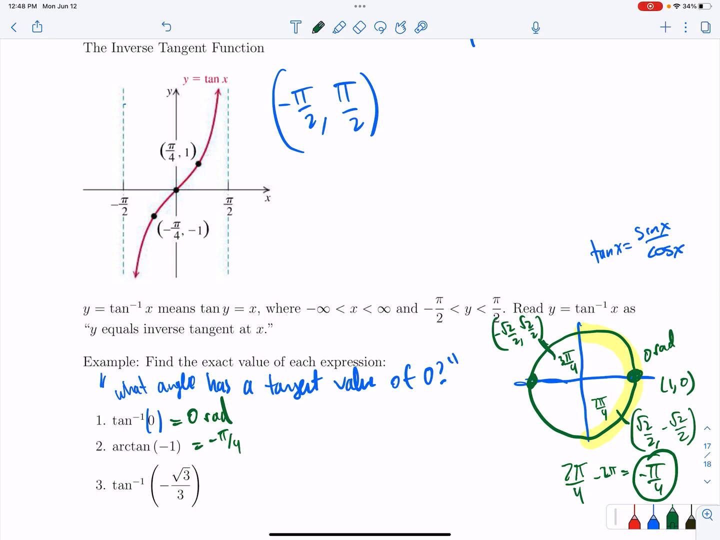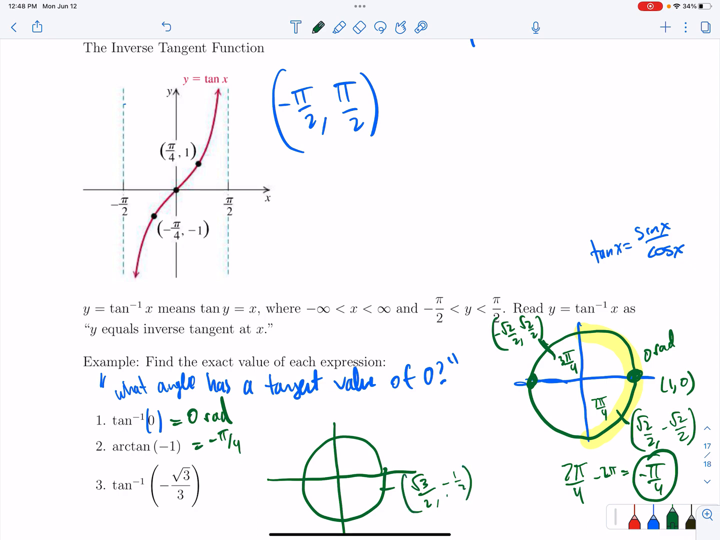And then lastly, when is tangent equal to negative root 3 over 3? On the unit circle, that's in this position right here. This one might be a little hard to see, root 3 over 2, comma, negative 1/2.